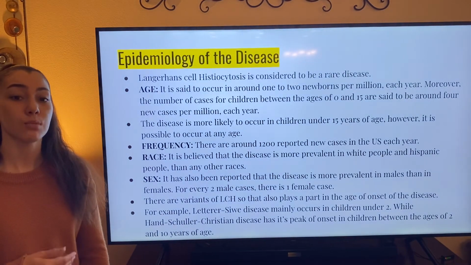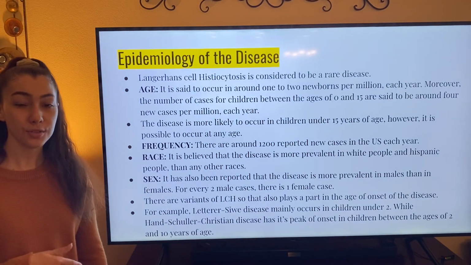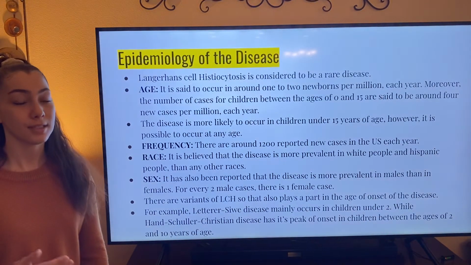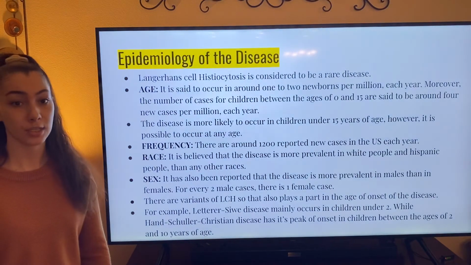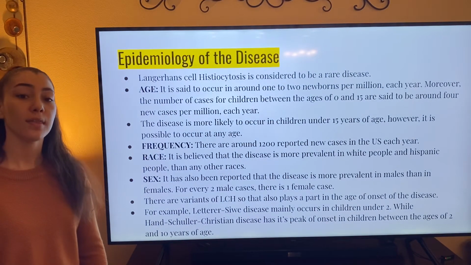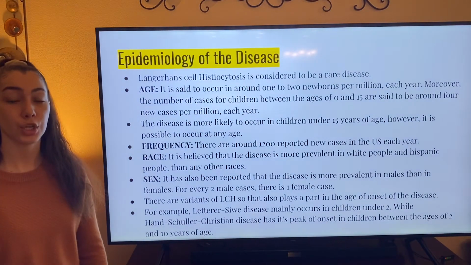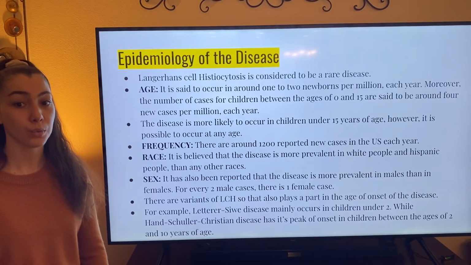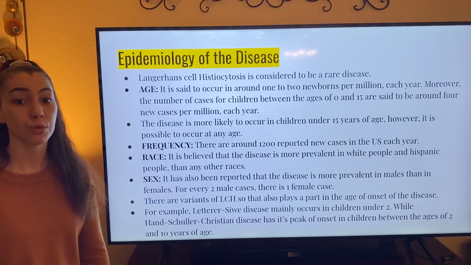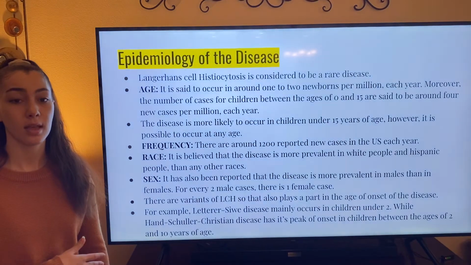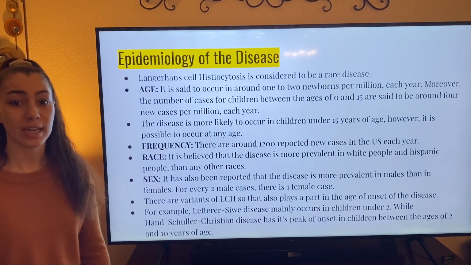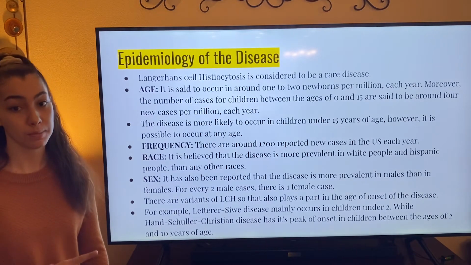The disease is more likely to occur in children under 15 years of age. However, it is very possible to occur at any age. Now, the frequency. There are around 1,200 reported new cases in the US alone each year. It is believed that the disease is more prevalent in white people and Hispanic people than other races. Sex. It has always been reported that the disease is more prevalent in males than in females. For every 2 male cases, there is 1 female case.